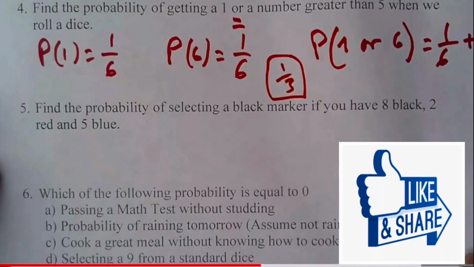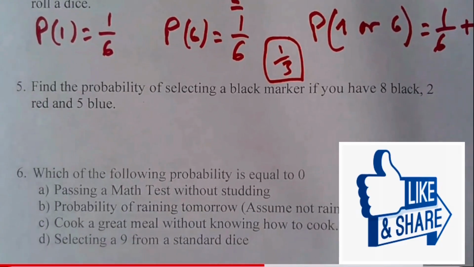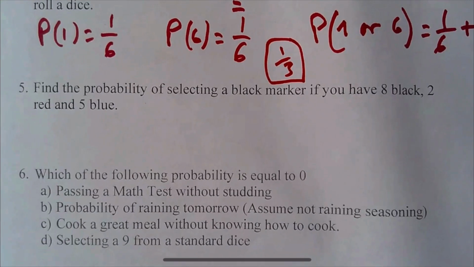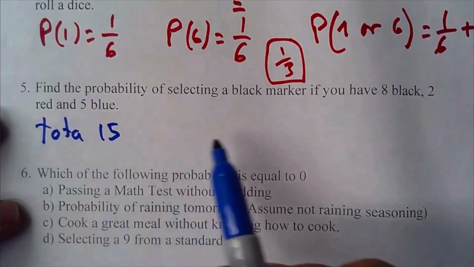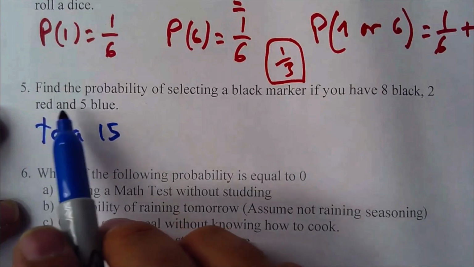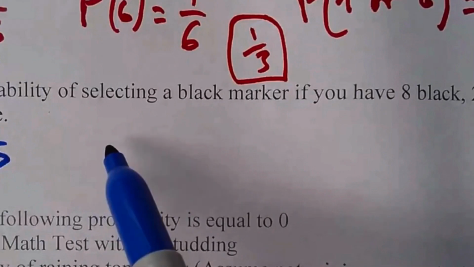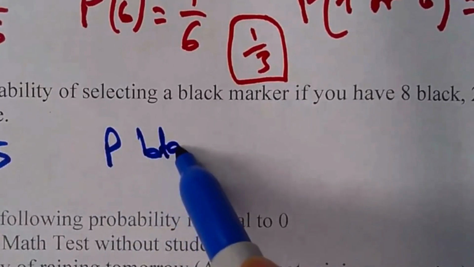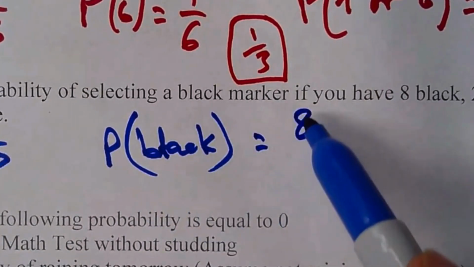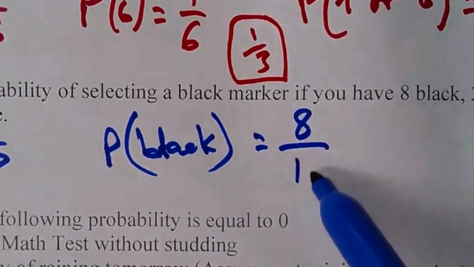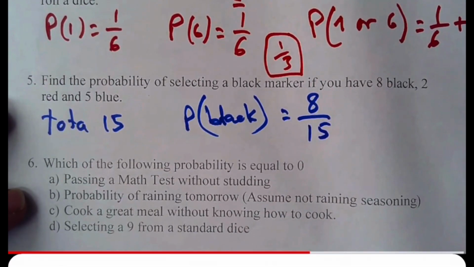Okay, so let's do the next one. Find the probability of selecting a black marker if you have 8 black, 2 red, and 5 blue. In this case, I have a total of 15 markers. So what is the probability of selecting a black? There are 8 blacks, so it's 8 over the total. The total is 15, and that's it. I cannot simplify, so that will be the answer.